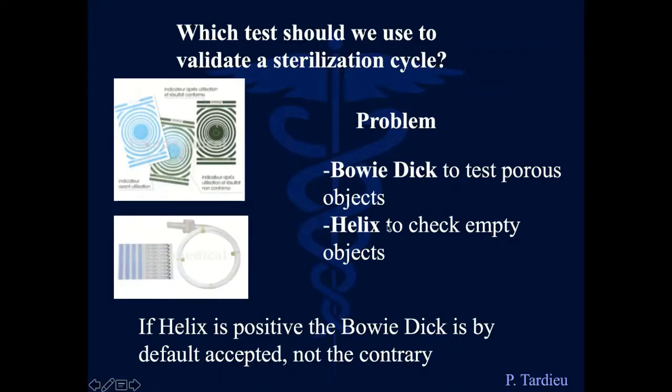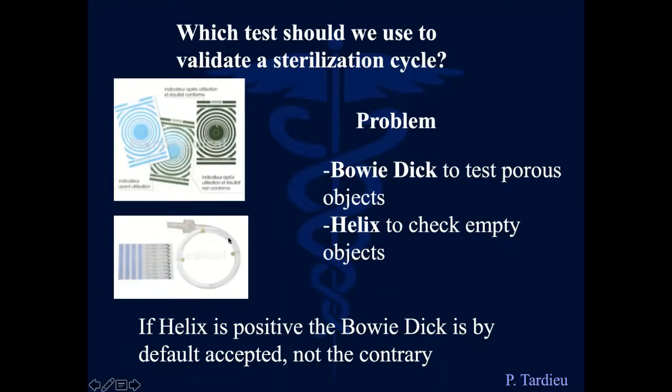The other one is the helix system. The helix system is by far the best to use for validity of a sterilization cycle. You have some markers here. You unscrew the top, you put a marker, and you have this long tube, which is here. You put that in the sterilizer, and if at the end of the cycle, the marker is changing its color, it means that the sterilization has been done in a good way.